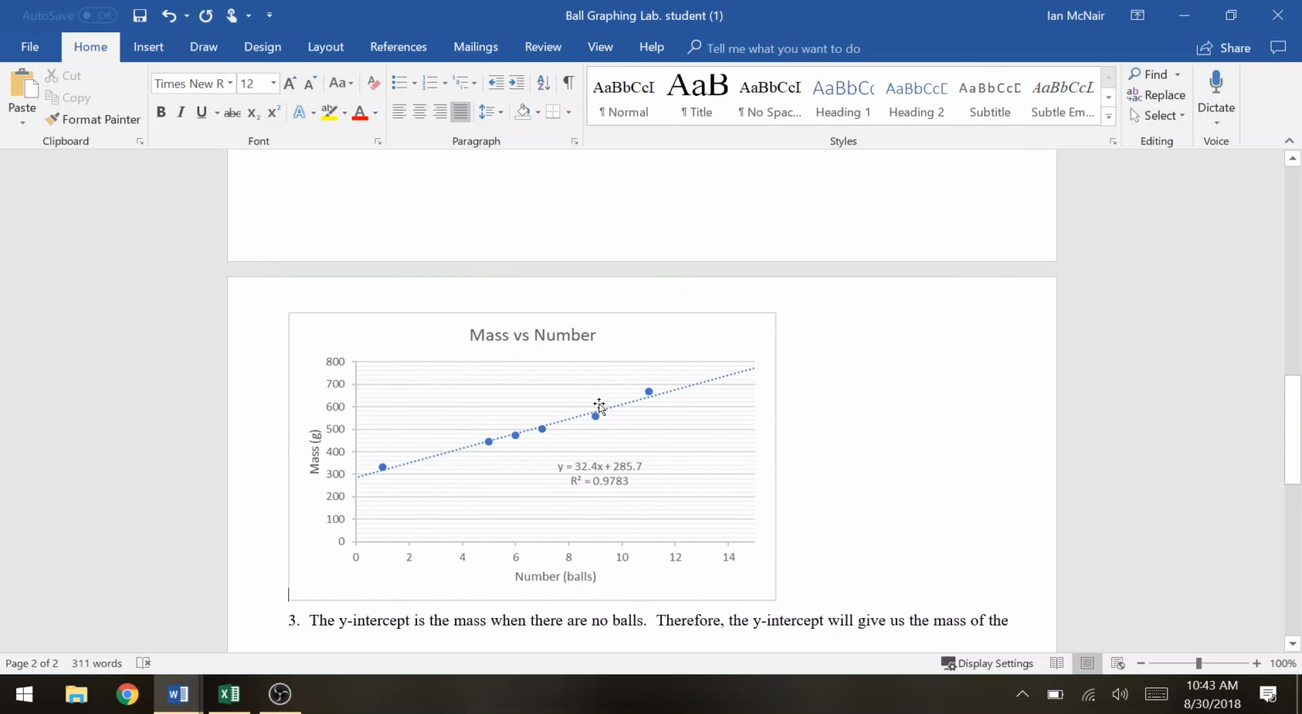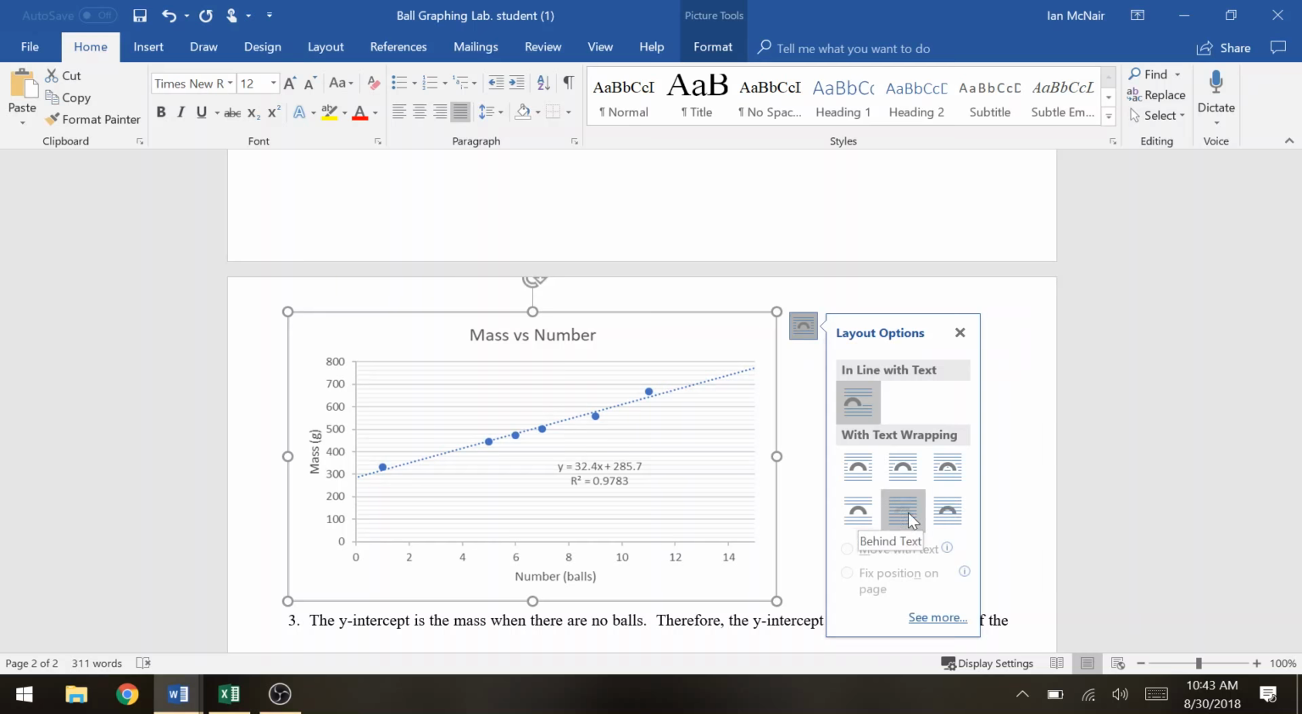There it is. And then of course, it messes with the formatting. This is how we fix that. When you click on your picture, there's a little part called layout options. We usually want the last two, which are pretty good: behind text or in front of text. We're going to do in front of text now.